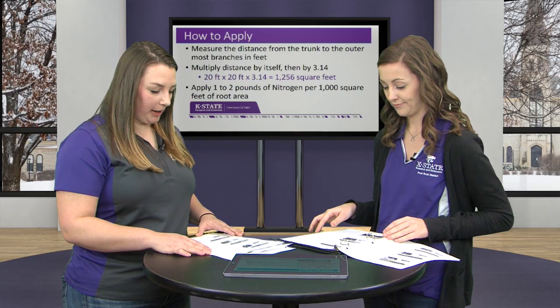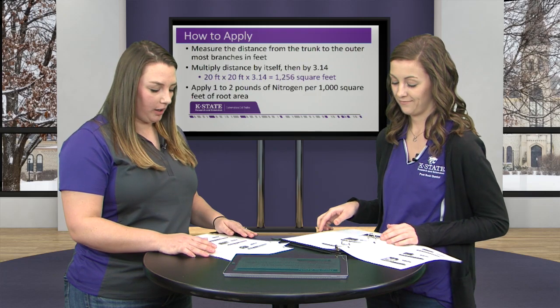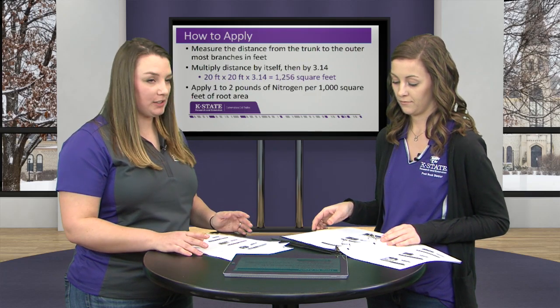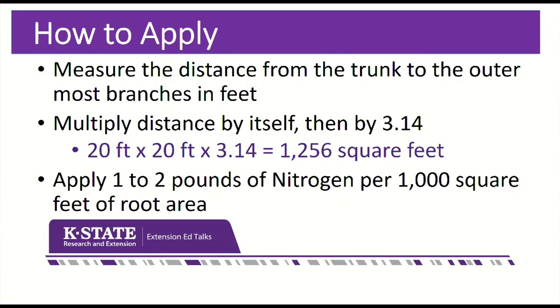Again, we're going to talk about how to apply that fertilizer. So you'll measure the distance from the trunk to the outer branches, which we like to call the drip line. Then whatever that distance is, like in our equation we have that it was 20 feet from the trunk to the outer drip line, you're going to multiply that number by itself, so 20 by 20 feet, and then you'll multiply those numbers by 3.14, which will give you your total square foot amount of area that you'll use to cover up with fertilizer.